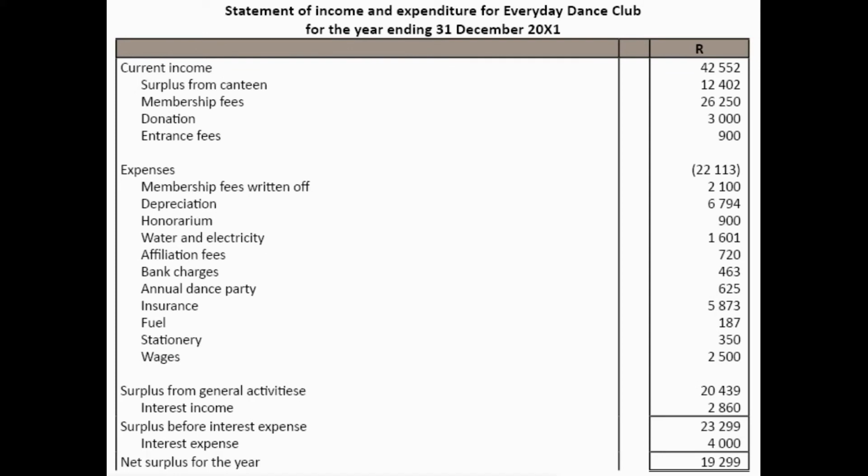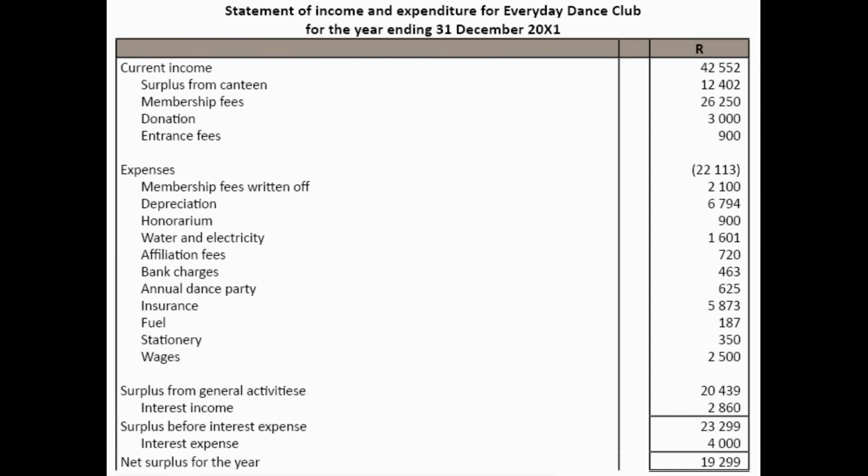Okay, let's go through the statement of income and expenditure quickly. We start with current income. The surplus from the canteen, we have just calculated that in the trading account for the canteen. Membership fees 26,250. We get that from the membership fees account. Then donation was 3,000. That was also an entry during this month, and we get that from the donation account, and the same with the entrance fees. That was the amount that was posted from the cash book. Okay, then we get the total current income, which is 42,552.